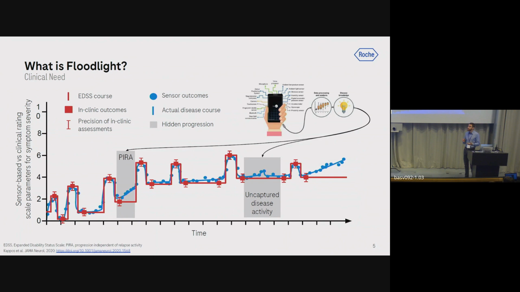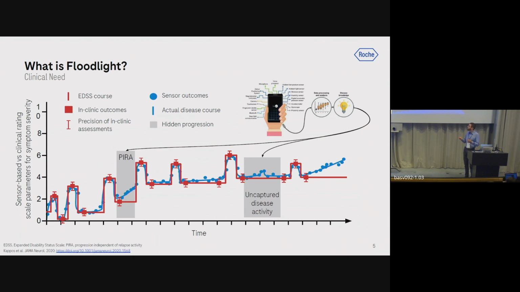What are we willing to do with Floodlight? Well, that's the kind of typical disease trajectory of a patient living with MS, with some relapses and some progression over time. If you only have the information collected at the clinical visits, that's the red squares. So you can see it's sparse and potentially it might also be missing some important information. If you add any sensor outcome, so Floodlight, could be Cessna from our colleagues, you will end up with all of the blue dots, which are filling the space between the red squares.